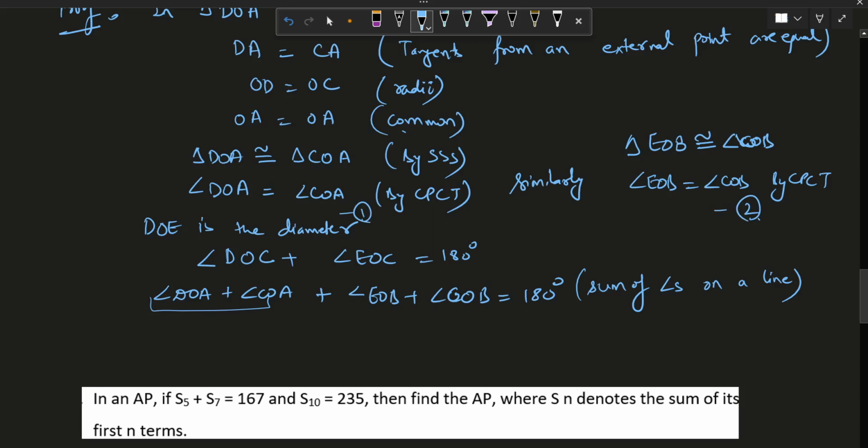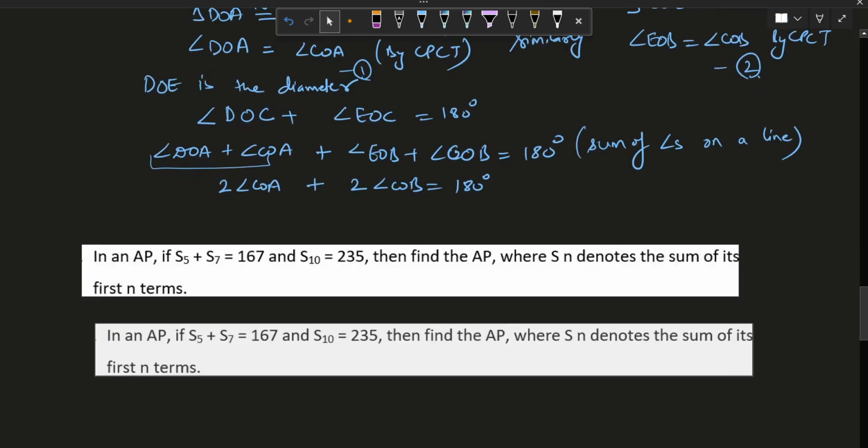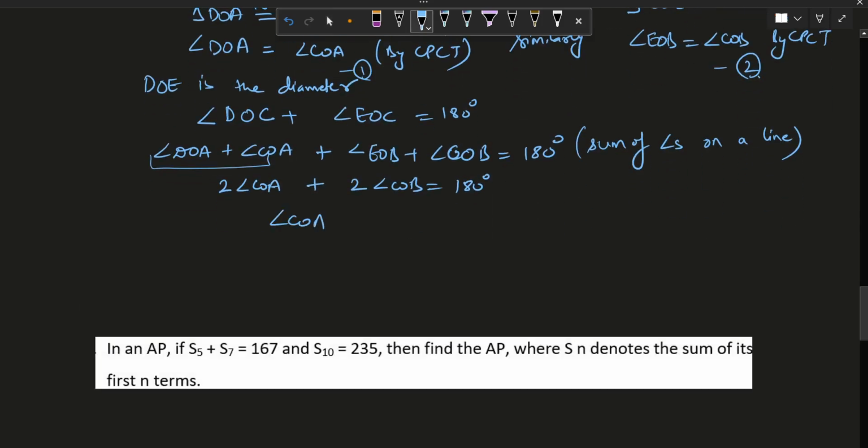Can you say it as only twice of COA, or can you say it as only twice of COB, 180 degree? Take 2 common. When you take 2 common, what will you get? You will have COA plus COB is 180 by 2, which is 90 degree.